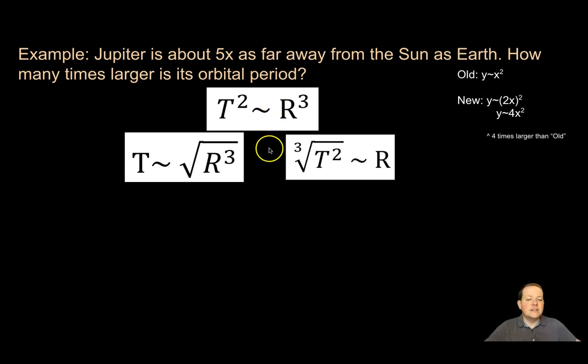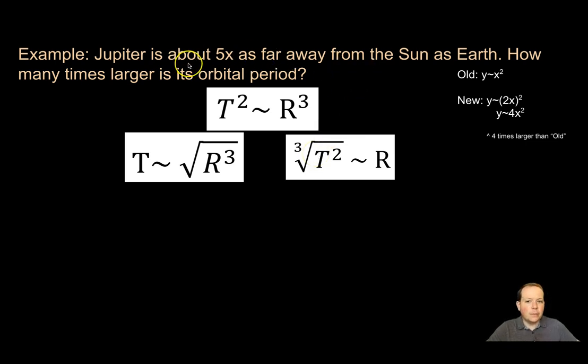Now, team, first hint, we're going to use one of these versions. This version is great when you're trying to find out what happens to time, because this says T is related, and you mess around with the distance. This version is good when you're trying to find out what happens to R, because it says the distance is related to doing something with time.